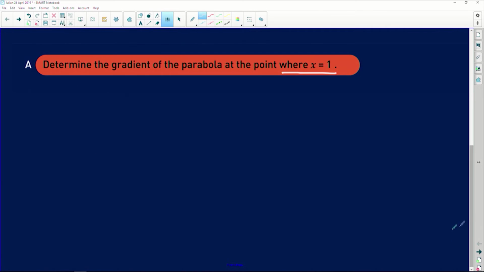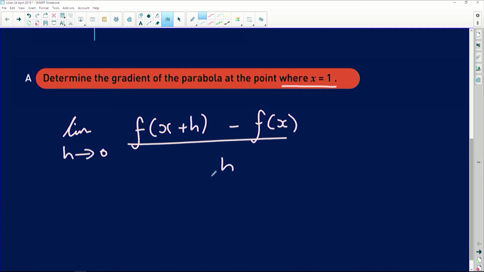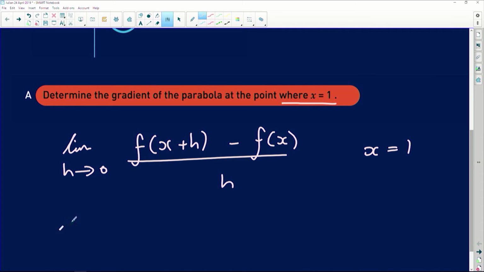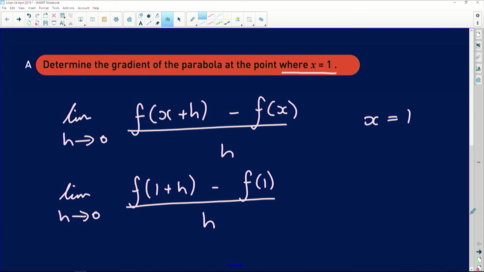I'm going to just continue over here. So we're going to have the limit as h tends to 0 of f of x plus h minus f of x divided by h. That's going to give me my gradient, but we want it where x is equal to 1. So we're going to substitute in what we know. Remember, we always take the limit as h tends to 0. We don't stop writing that down until we actually take this limit. So we're going to have x equal to 1, so 1 plus h minus f of 1, and that's going to be divided by h.